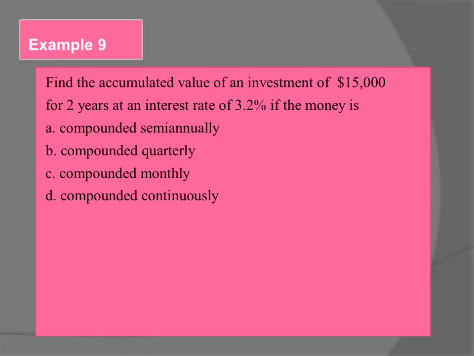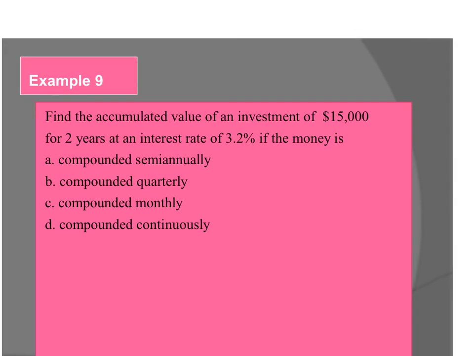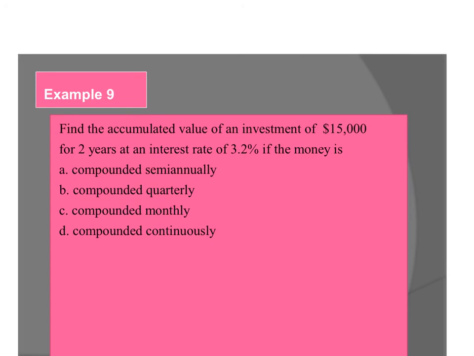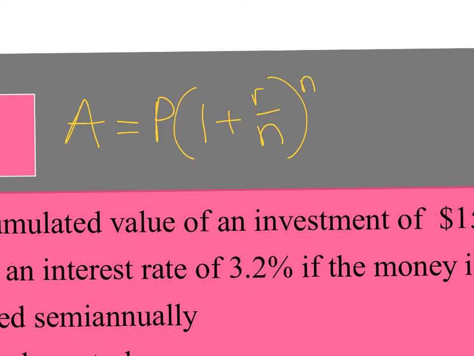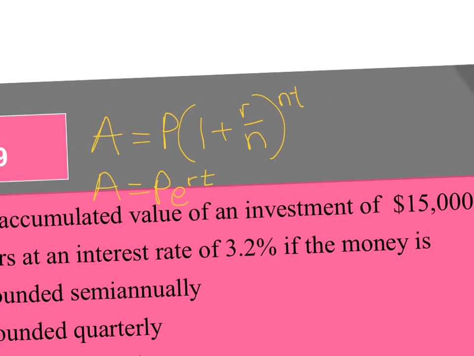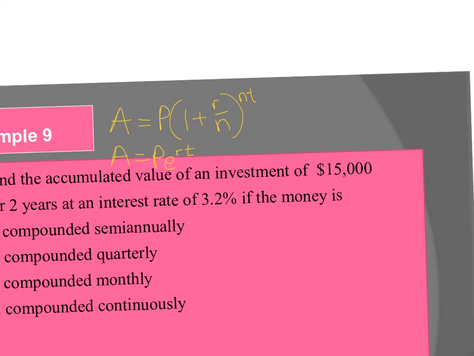All right, so this says find the accumulated value of an investment of $15,000 for 2 years at an interest rate of 3.2% if the money is compounded in 4 different ways. So let's start with the given information. I have 2 equations. A equals P times 1 plus R over N to the NT. These you've got to memorize. And A equals P times e to the RT. PERT, yep. So what is P?